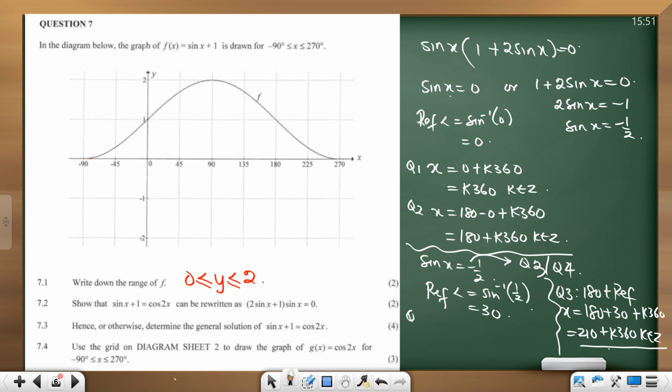So what do I have? Q4. What's our Q4? 360 minus the reference. So x equals 360 minus 30 plus k360, which gives 330 plus k360, where k is an element of integers. So if your answers are not that, thank you, Mary, I just saw your message now. Are we okay with that? For me, it's very simple like that. I use my signs, and I know I'm working in Q3 and Q4. I maintain one system of operation.